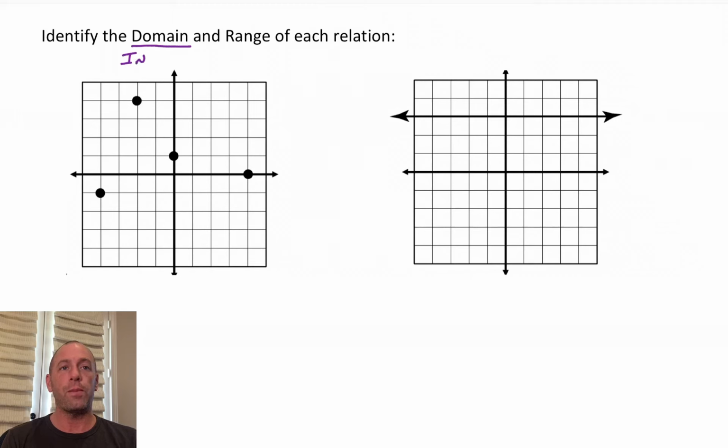So first, what does domain mean? It means the inputs, or the set of x values for a given relationship, and the range is the corresponding outputs, or the y values.